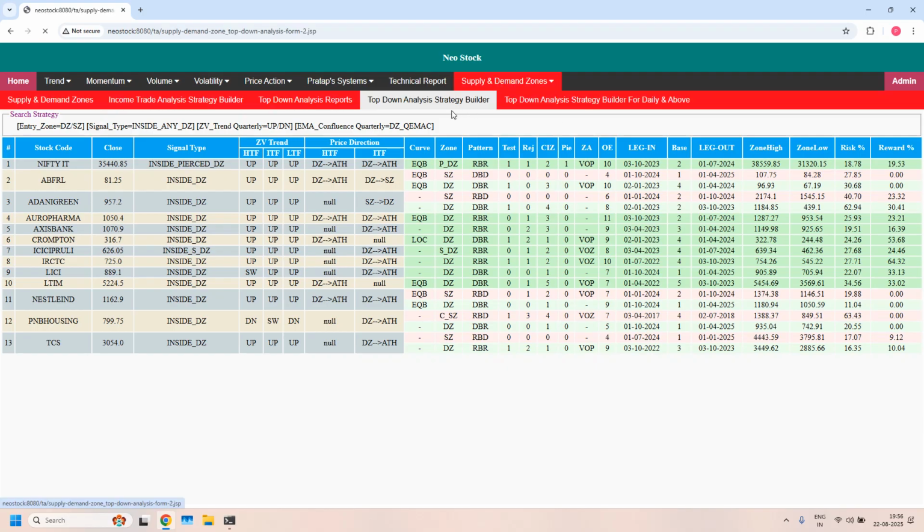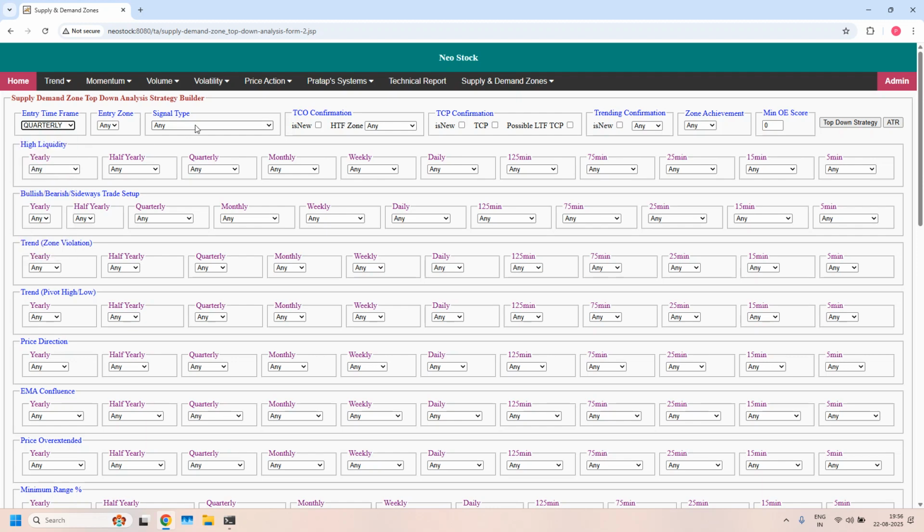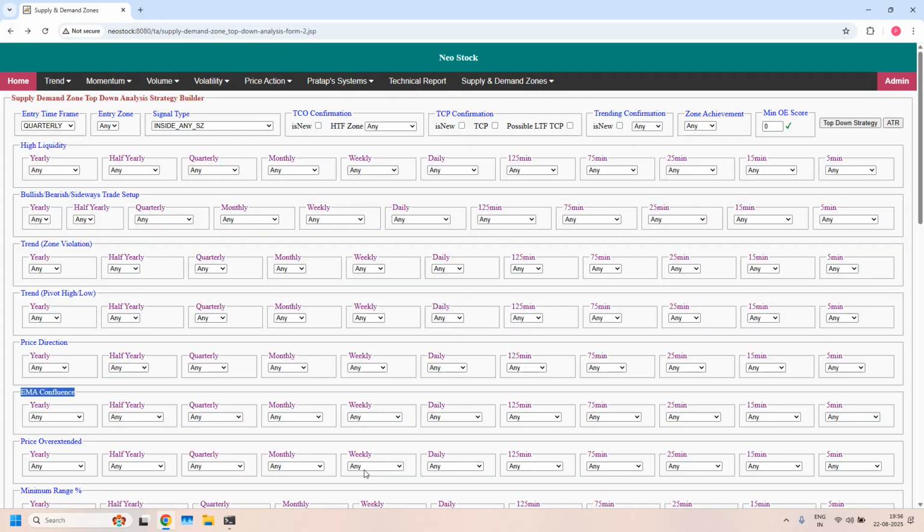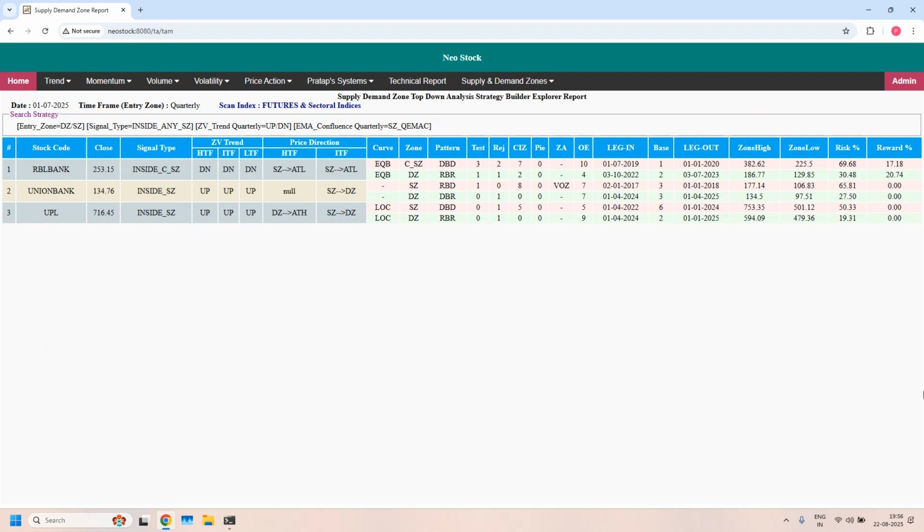Okay, next, price closed inside the quarterly supply zone. We got 13 stocks. We can further filter this list based on quarterly supply zone having quarterly EMA confluence. So I'm going back, adding the filter at quarterly time frame by setting quarterly supply zone with quarterly EMA confluence, and also trend on the quarterly should not be sideways. We got 3 stocks.